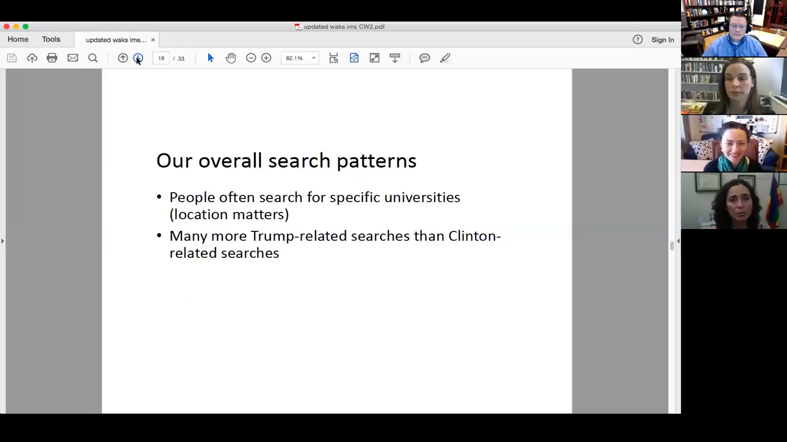I'm just going to do one more slide before turning it over to Christina. I'll note that when people go onto the site, they're often searching for specific universities. So where you are matters, and that might be because they're looking for somebody local. And again, we had a lot more Trump-related searches. As the Trump phenomenon emerged and continued, more and more folks are looking for somebody who can explain what's happening about Trump.